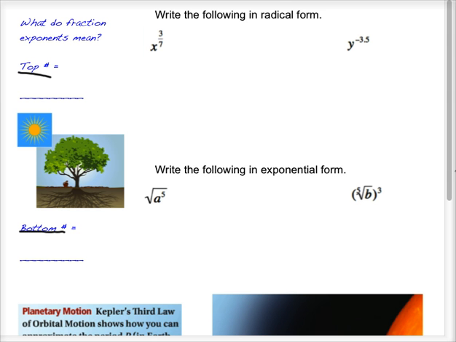Okay, now let's actually get a little bit of practice in here. So x to the 3/7 power. Well, again, we talked about the bottom. The bottom is your root system. So the bottom is your root, your index. The top is your exponent. So that's where the x cubed comes from. And in this example, that's all it's asking you to do. All it's saying is please write in radical form.